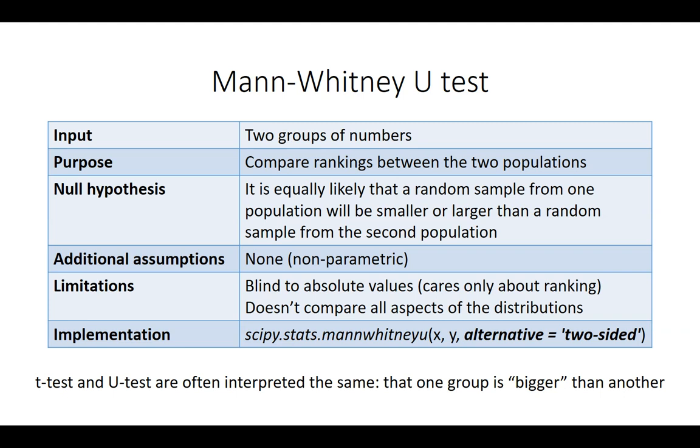And again, like the t-test, it doesn't compare all aspects of the distribution. You can have a U-test that comes out negative, even though the distributions are different in other ways, maybe.